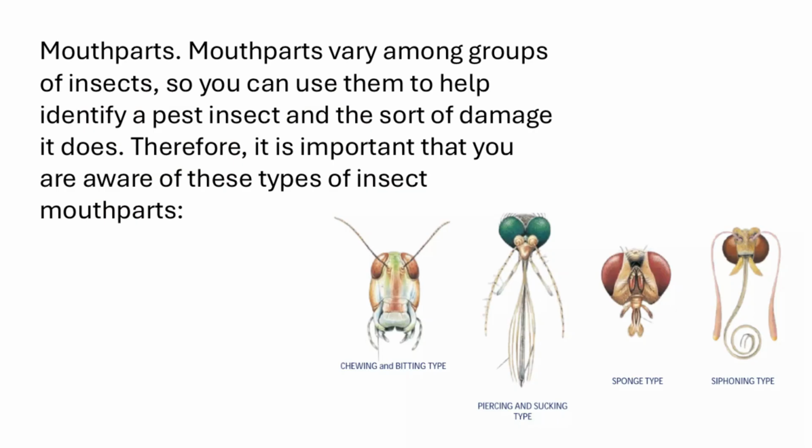Mouthparts. Mouthparts vary among groups of insects, so you can use them to help identify a pest insect and the sort of damage it does. Therefore, it is important that you are aware of these types of insect mouthparts. In the current image, you're seeing the different types of mouthparts. Remember these as we mention them left to right. You have the chewing and biting type all the way on the left. Just to the right of that, we have the piercing and sucking type. Next, to the right, we have the sponge type. And last, all the way on the right, we have the siphoning type. We're going to go into these in the next few slides.